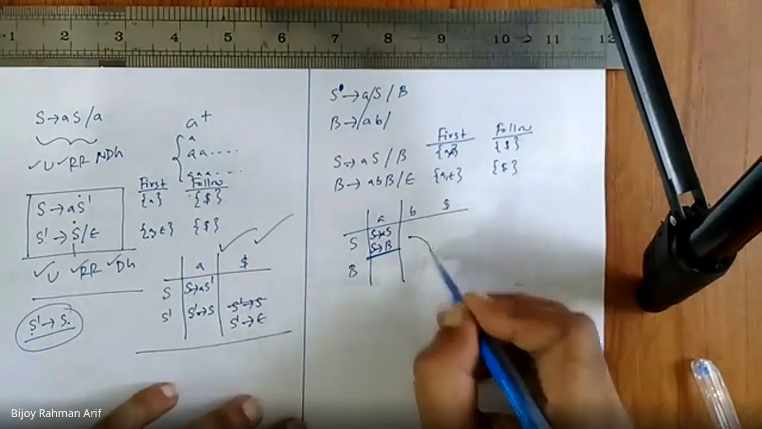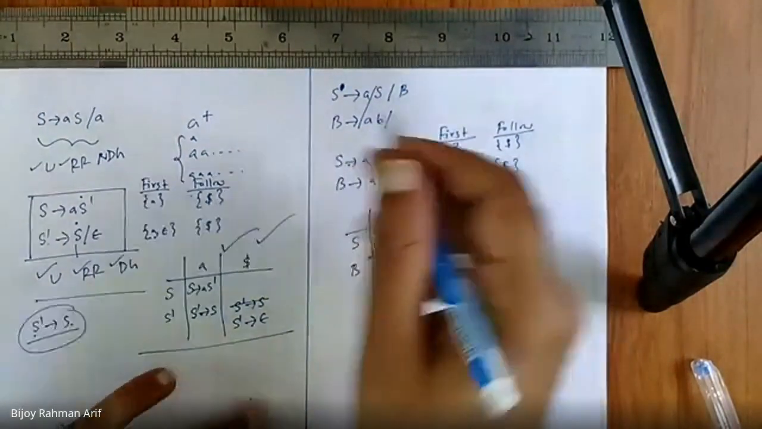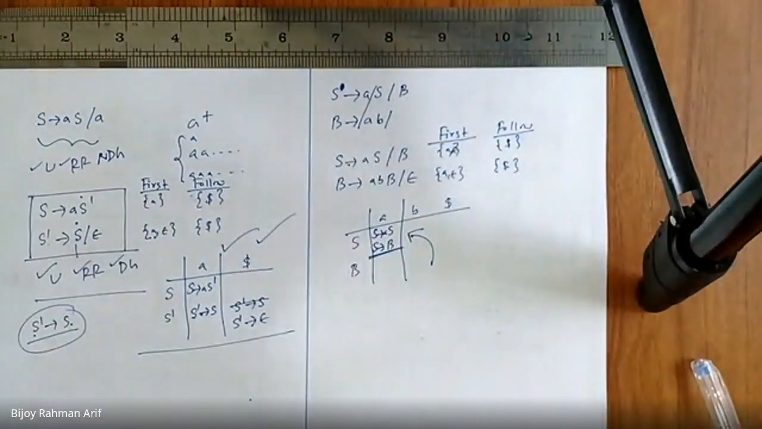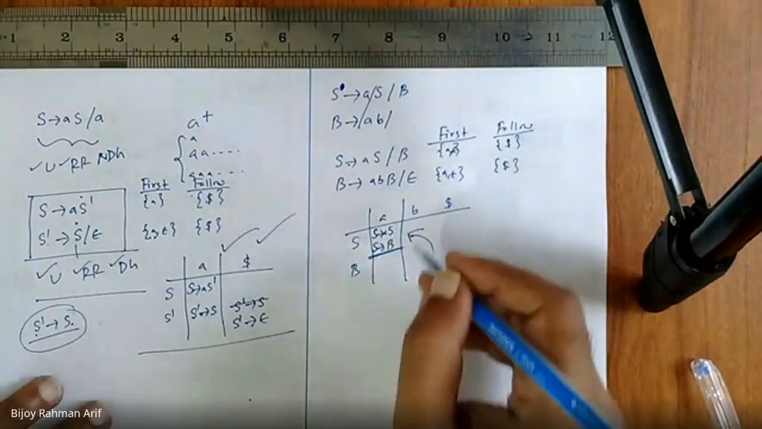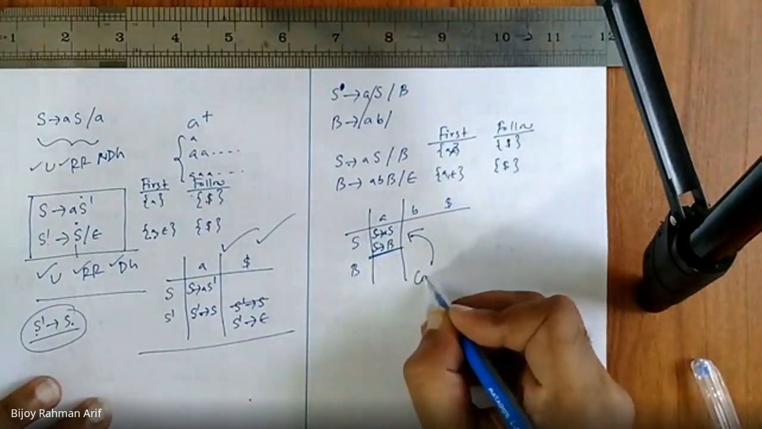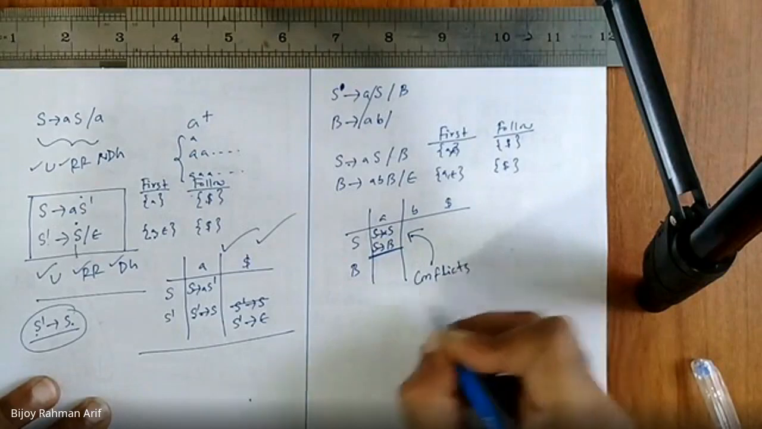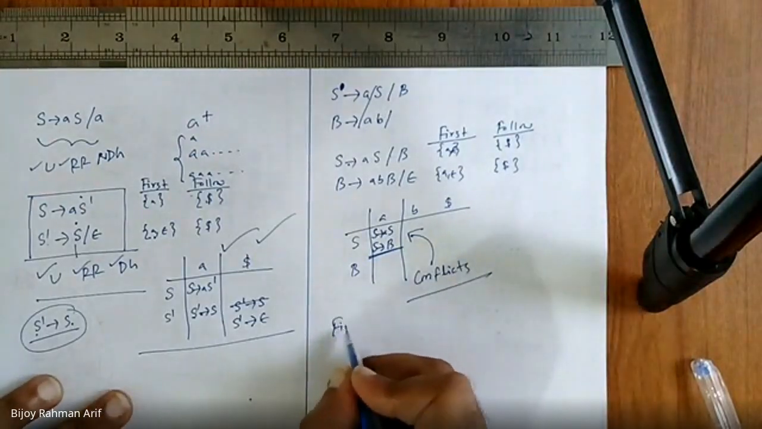So at that time, though this grammar is not ambiguous, still we cannot parse. So not all unambiguous grammar can be used as LL1 parsing. And whenever this kind of thing is happening, these are called conflicts. This is called first and follow conflict.